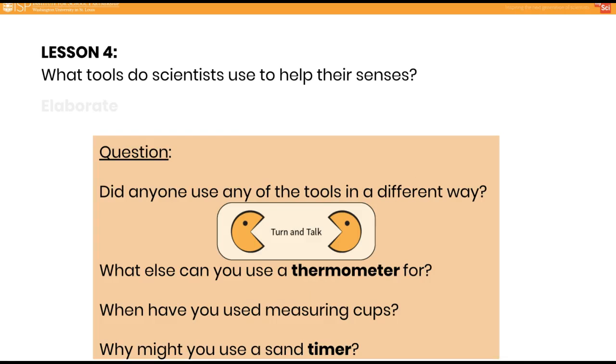In the Elaborate portion of this lesson, you're going to have students connect the tools that they used in the Explore to the tools they use in everyday life. You'll ask students if they've ever used those tools in a different way. Like, how else can we use a thermometer? Students may say, for taking my temperature when I'm sick. We want to get students to think about that not only scientists use these tools, that everyone uses these tools to collect data about the world around them.